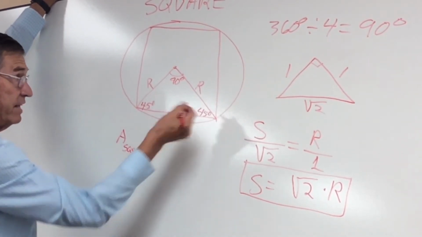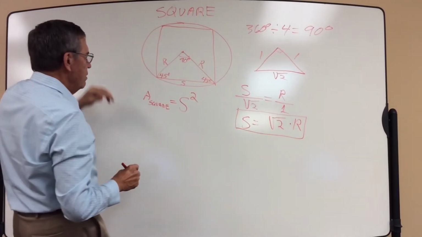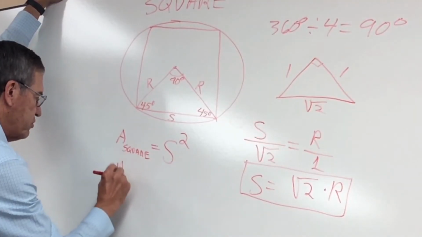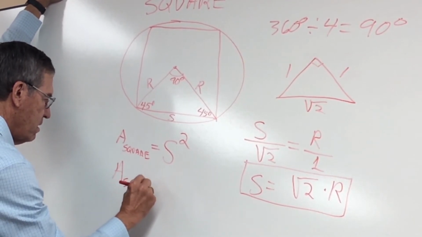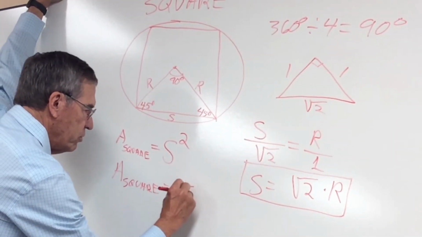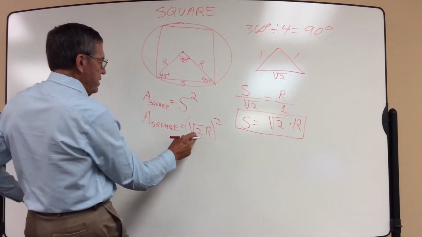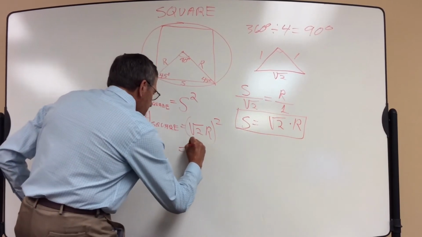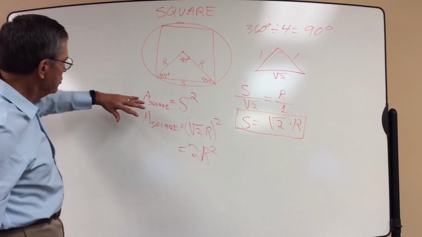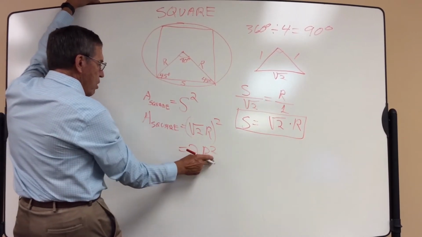Okay? Now, if that's S, the area of the square is going to be length times width, or S squared. Well, that's handy, because now we know what S is in terms of R, so the area of the square is going to be this squared, which is square root of 2R quantity squared. When you do that, if you take the square root of 2 times square root of 2, guess what? You get 2, and R times R is R squared. So the area of the square, okay, is going to be 2R squared.